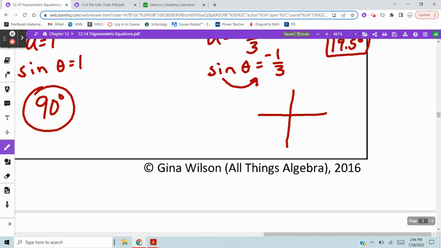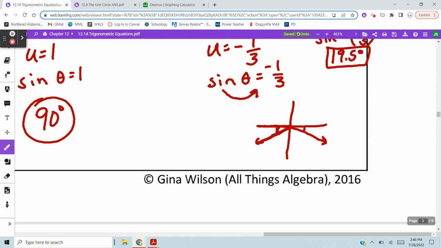Sine is negative in the third quadrant and in the fourth quadrant. My reference angle is this angle. So now it's pretty easy. What is this angle here? I'm going to do my 180, and add on my reference angle. 180 plus 19.5 will be 199.5 degrees. That is my first answer.